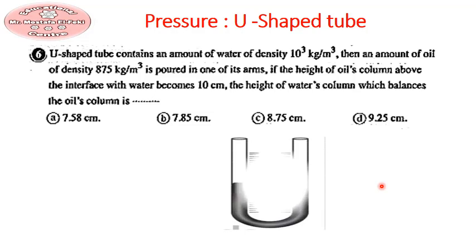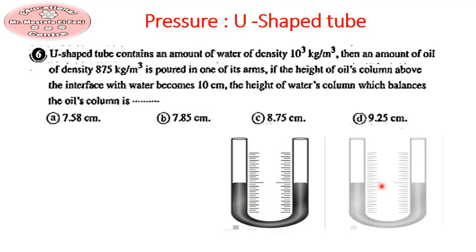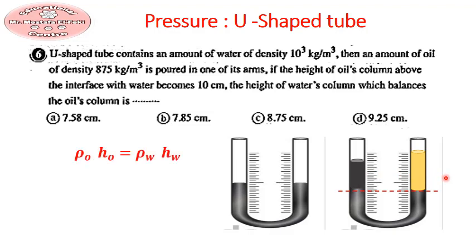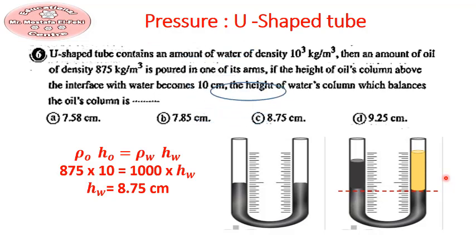At first, this is the U-shaped tube that is filled with an amount of water. Then an amount of oil is poured and the water increases on the other side. If the oil decreases the level of water by H, then the height of water increases by H. Then this is the separating surface. Since rho oil times H oil equals rho water times H water, the density of oil times the height equals the density of water times the height of water, then the height of water is 8.75 centimeter.